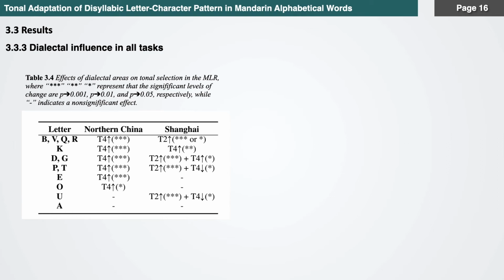The arrows represent a significant increase or decrease in the odds of a tone category compared to Tone 1. In the first 6 rows, Northern dialect increased the production of Tone 4 significantly. For Shanghai speakers in the letters like B, V, Q, and D, there was increased production of Tone 2, and some of them had a decreased production of Tone 4. We can conclude that the pronunciation of Tone 4 was a special character of Northern dialect, and in detail, the percentage of Tone 4 in production is illustrated in the table on the right.